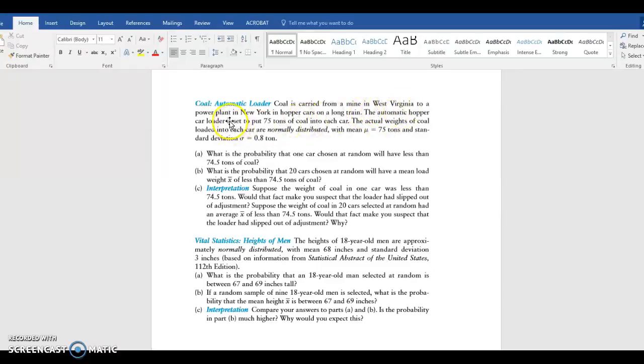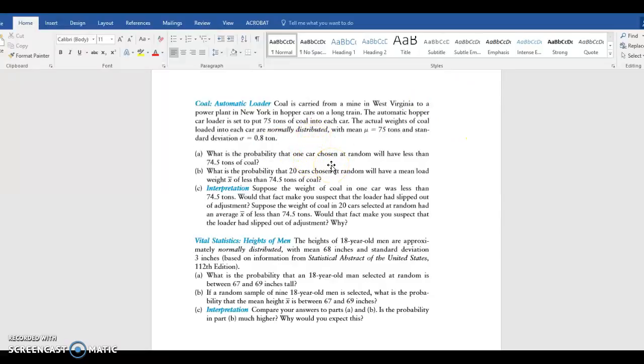The automatic hopper car's loader is set to put 75 tons of coal into each car. Now, of course, the actual weights of the coal loaded into each car are normally distributed with a mean of 75 tons and a standard deviation of 0.8 tons. So these cars vary. If you took any individual car, you might have 74.5 tons or 76 tons, because it's not an exact science to get exactly 75 tons. The machine scoops up coal, the train comes underneath, and it pours it in, set to deliver that much. So it's a normal distribution, the bell-shaped curve.